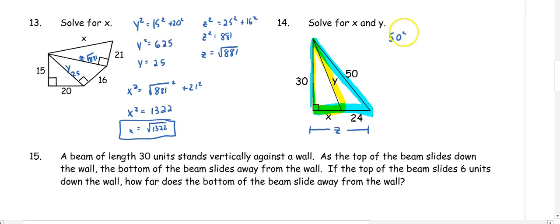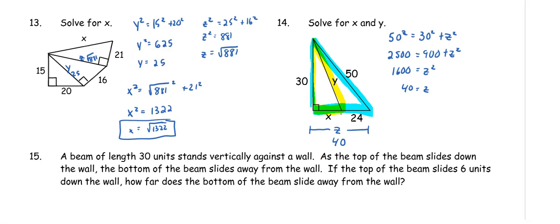So 50 squared equals 30 squared plus z squared. 2,500 equals 900 plus z squared. So when we subtract, we get 1,600 equals z squared. Take the square root, and z is 40. So if the whole side is 40, when I subtract 24 from 40, we get that x is 16.